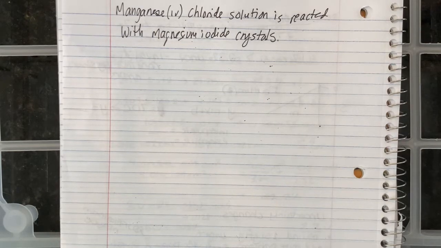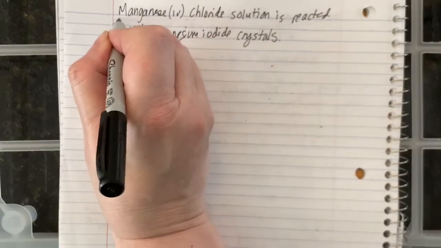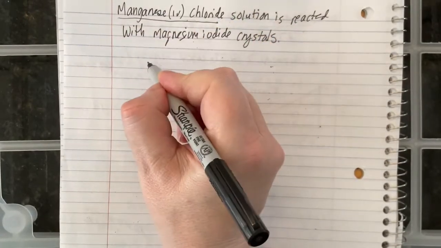Okay, here we have another word problem where we also have to predict our products. We have manganese 4 chloride solution reacting with magnesium iodide crystals. So same thing that we did when we did the word equations. We just start on the left.